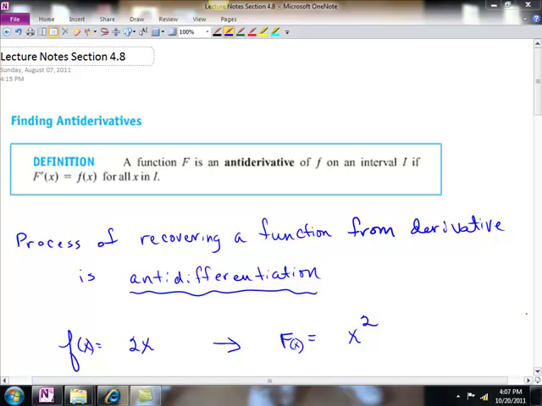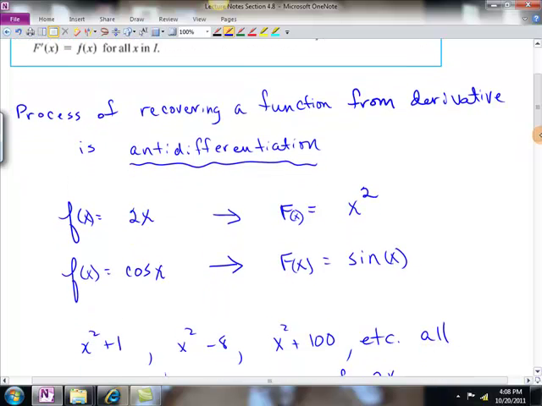Section 4.8, we actually start getting into the other part of calculus, which is finding what's called antiderivatives. If we look at the definition, a function F is an antiderivative of f on an interval if F prime of x equals f of x for all x's in the interval. What that means is you're going to go backwards. We've been finding derivatives. Now we're going to start with a derivative and say what would be the function that this derivative came from. Okay, so let's just kind of think about that.